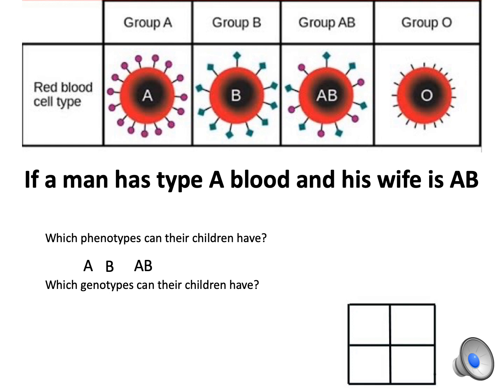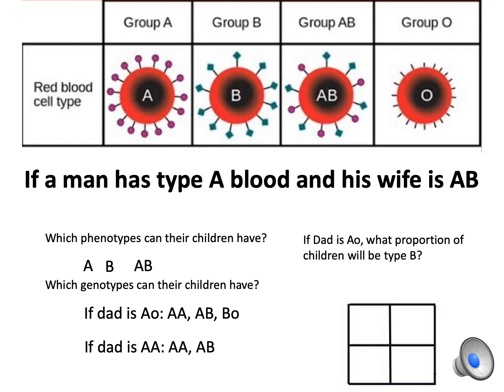Okay? Now, let's think about what genotypes their children might have. If dad is AO, then the possible genotypes are the three listed here, basically the ones that we touched on above. These are the genotypes, and that is how you would get the B genotype, having the B and the O alleles. If dad is homozygous for A, then there are only two genotypes possible, the A homozygote and the AB heterozygote.